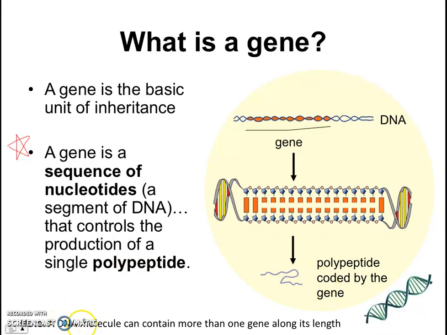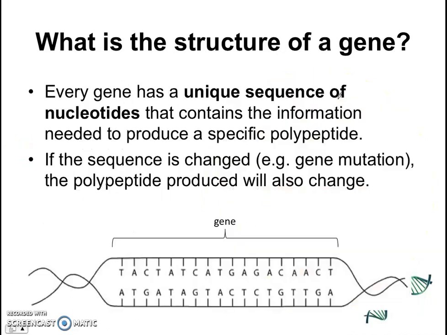Now, just a note that a DNA molecule can contain more than one gene along its length. The DNA molecule is very long, right? Every chromosome is one very long DNA molecule which can contain more than one gene along its length. Okay, so here's a different diagram of a gene. You can see that this is a very long DNA molecule, and one segment of it is a gene. And the gene is a sequence of nucleotides. You can see that here is a sequence of nucleotides.